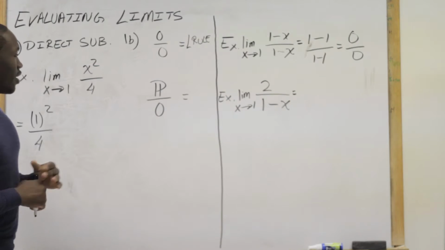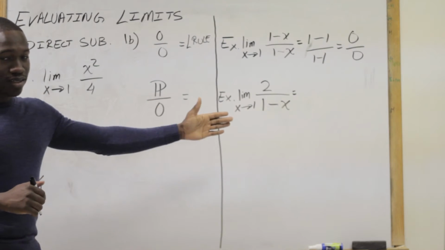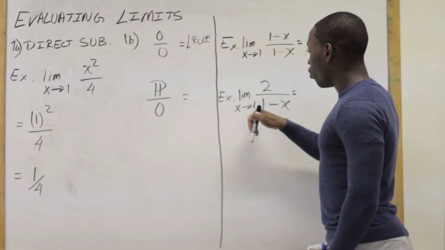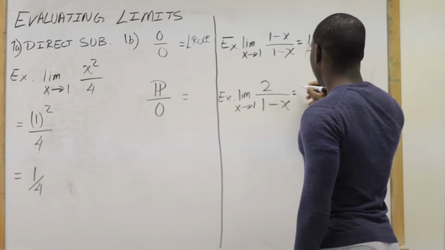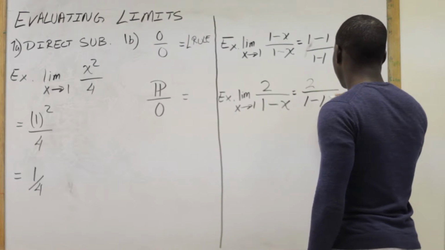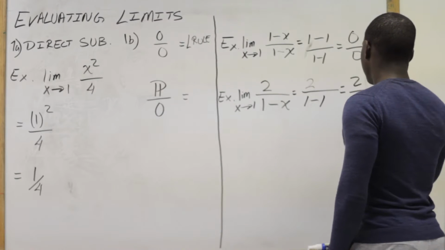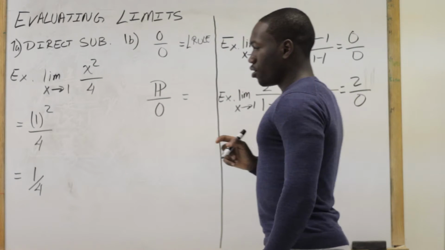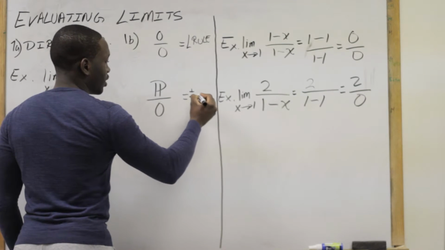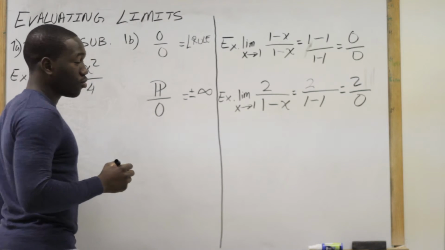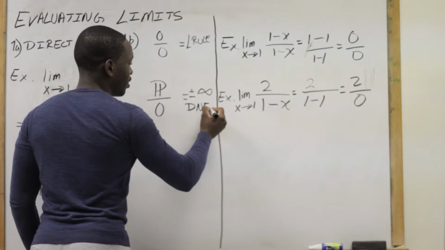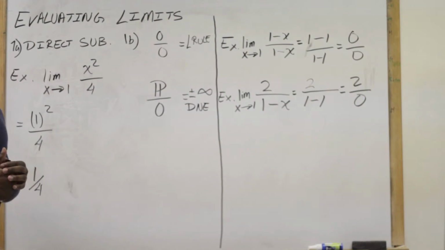That's L'Hopital's rule. Now if you get a number over 0, we're going to go back to this example so I can show you. We're doing direct substitution again. We're plugging in 1 for x. You get 2 over 1 minus 1, which is equal to 2 over 0. We have three possible answers: plus or minus infinity, or, depending on what answer you get, DNE, which stands for does not exist.